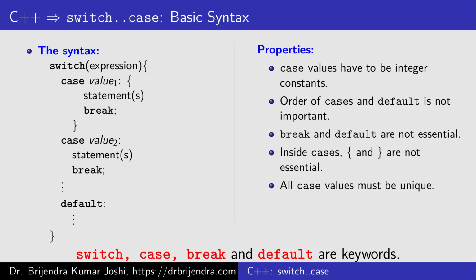Now let us look at the properties. As I have already mentioned, case values have to be integer constants. So here I can write characters also within single quotes. As I have told you in one of the previous videos, whatever you write within single quotes is treated as a character constant, and a character is a 1 byte integer in C++, just like in C.